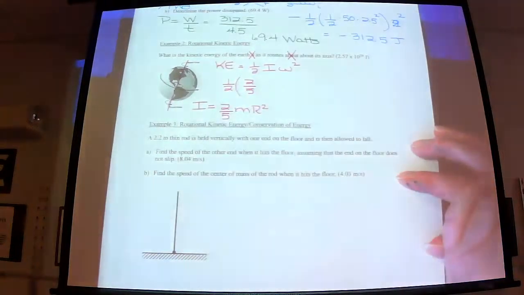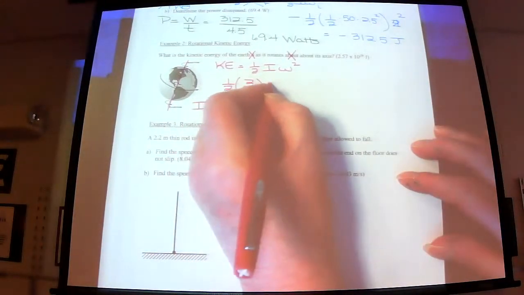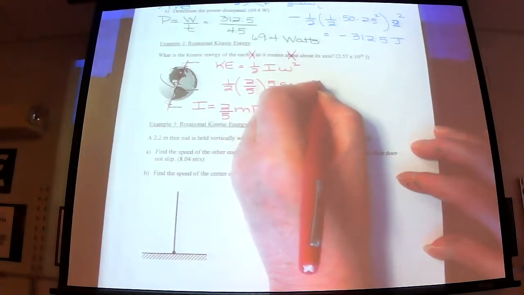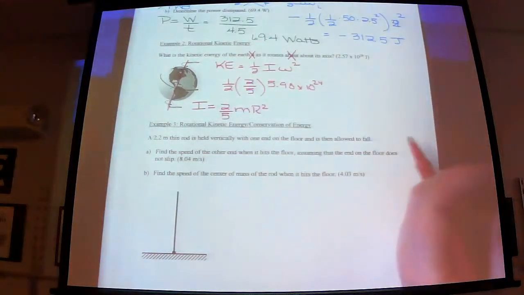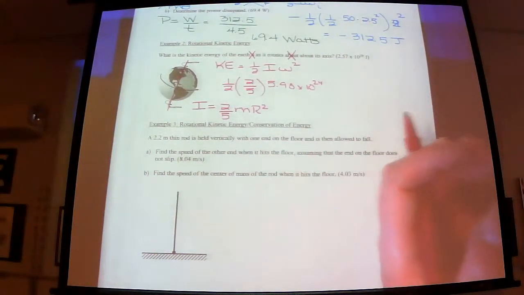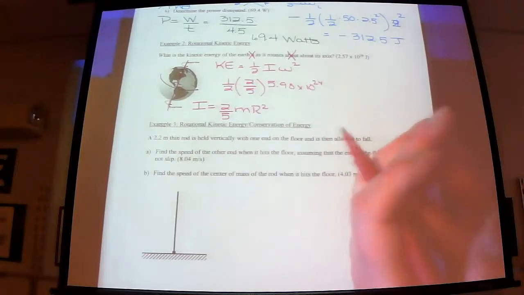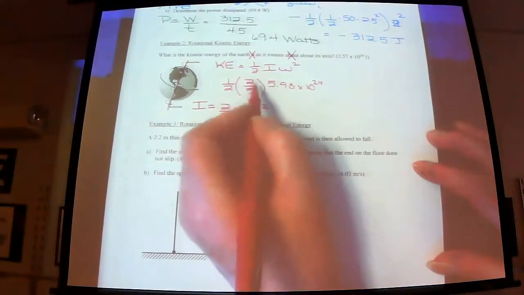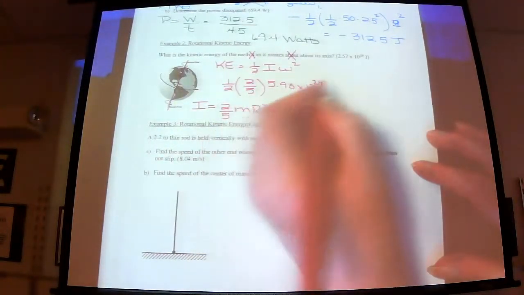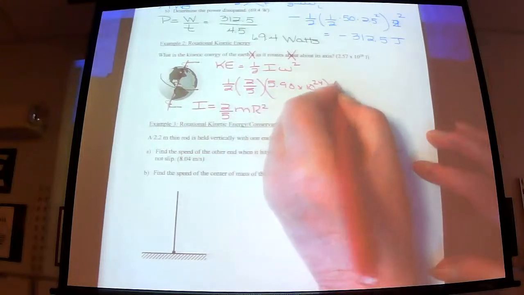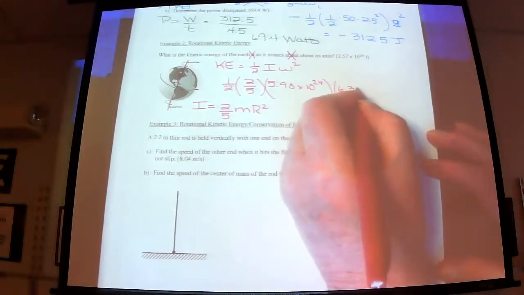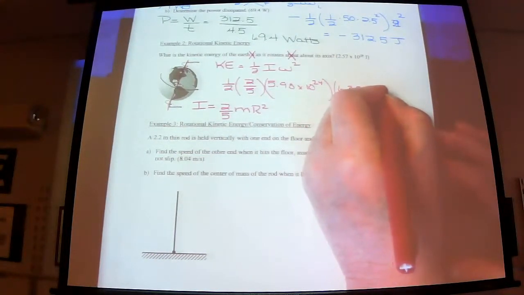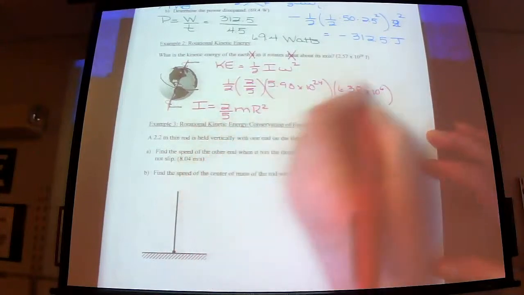2/5 times 5.98 times 10 to the 24. On the AP exam, just FYI, they usually don't make you memorize that number. They usually give it to you, and they often use a 6 instead of a 5.98. But we're smarter than that. 2/5 m r squared. What's the radius of the Earth? 6.38 times 10 to the 6. But I got to square that.